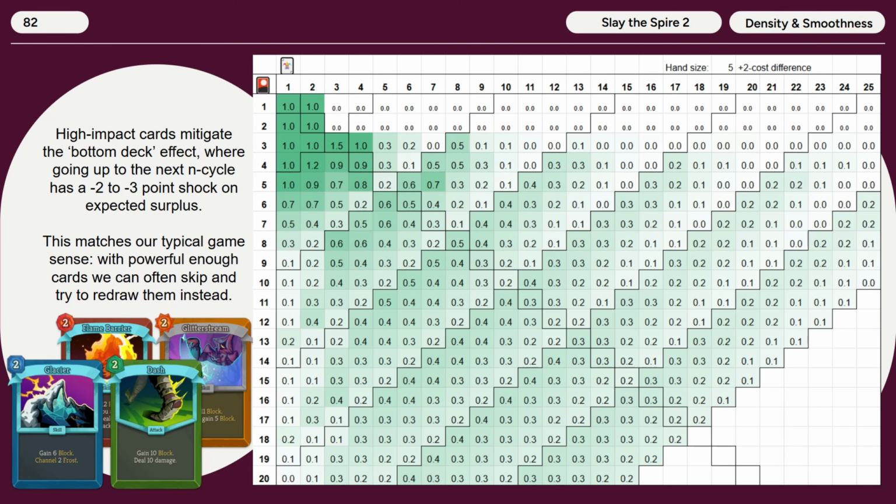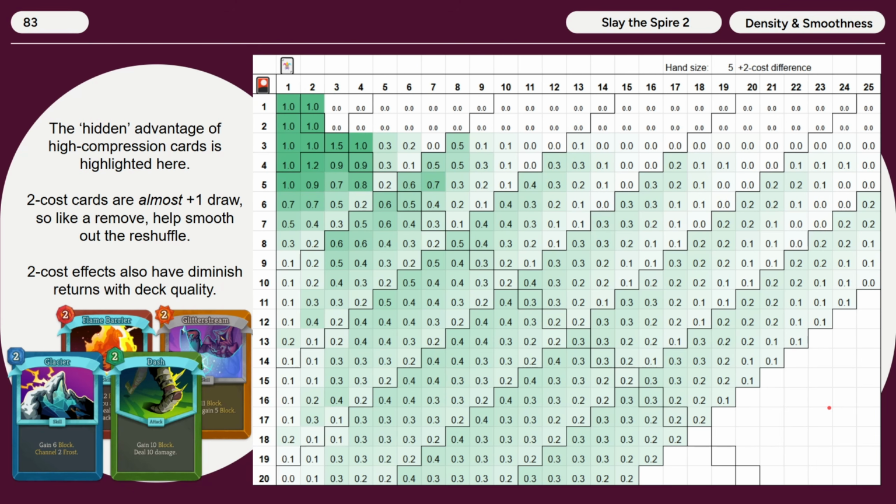It's still a premium though, and it's the premium that especially shows off when you do have a smaller cohort of cards to draw from, like when you are bottom decking. When you're bottom decking, more of your hands are 2 green or 1 green hands, and so a 2-cost card has more situations where it can be played alongside a 1-cost card and minimize your lost surplus. This is a hidden advantage of high compression cards.